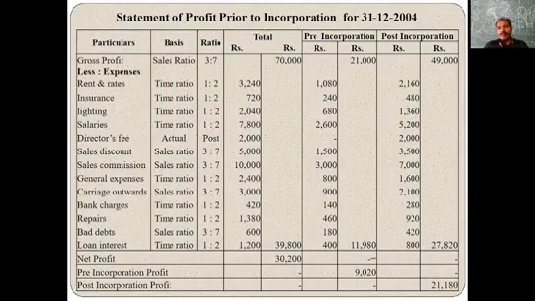Then followed by to close the post-incorporation period. So post-incorporation period expenses we add, we will get 27,820. It should be deducted from post-incorporation gross profit 49,000. So we will get 21,180. That amount is called as post-incorporation profit or revenue profit. That's it.